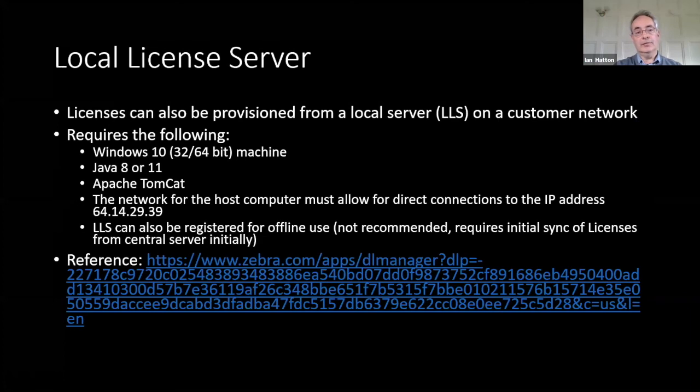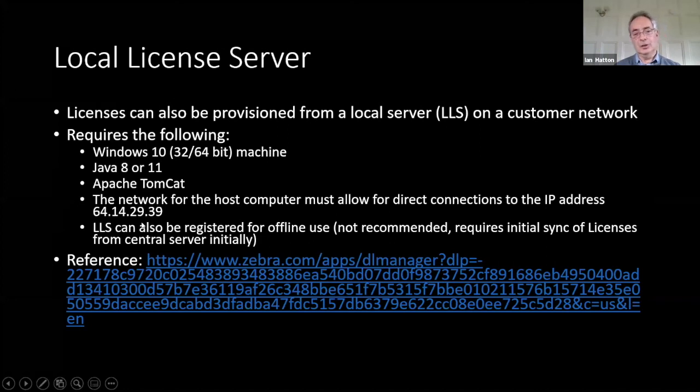And then finally, the last option: local license server. Personally, I don't really recommend this because it requires quite a lot of heavy lifting to set up, but it is there as an option. You would require a Windows machine, Windows 10, Java 8 or 11, and Apache Tomcat. The network for the host computers has to allow direct connections to that fixed IP address.